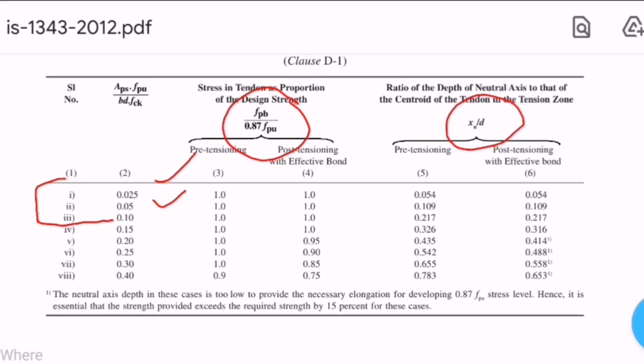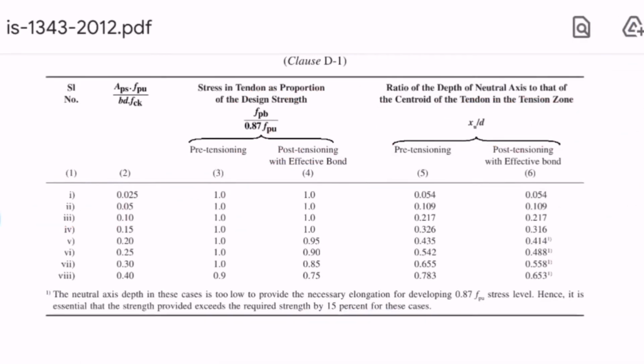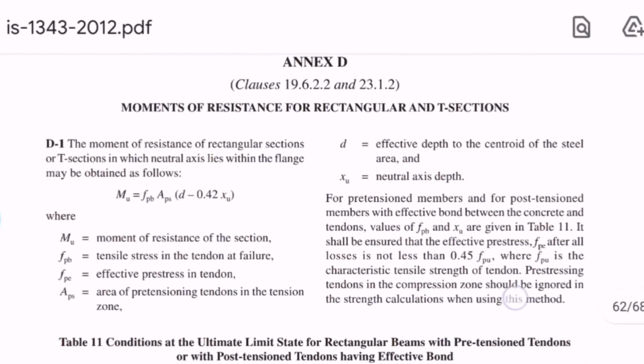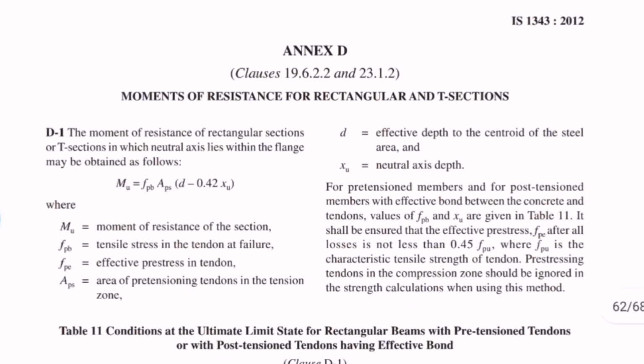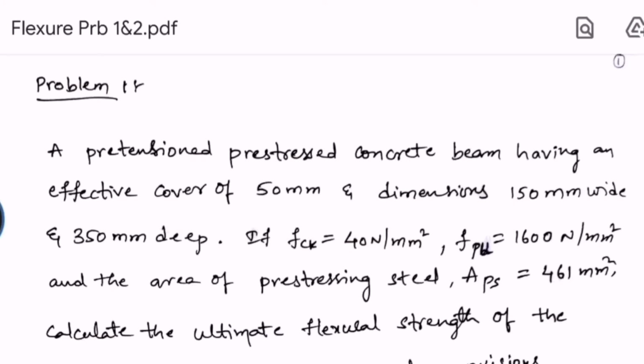So let us solve a problem regarding this. We have to note that in Annexure D of IS 1343 2012, we have the formula for moment of resistance. Let's skip to problem number 1 here. This is the basic problem we have.